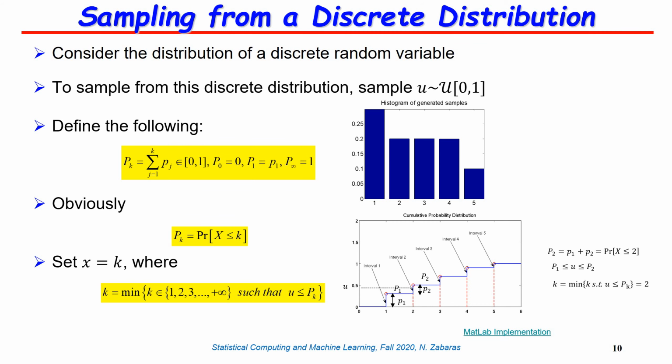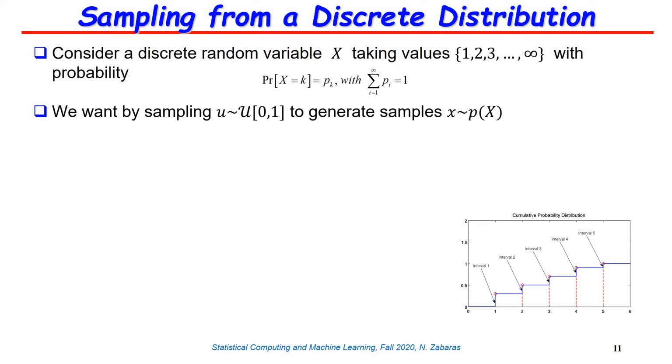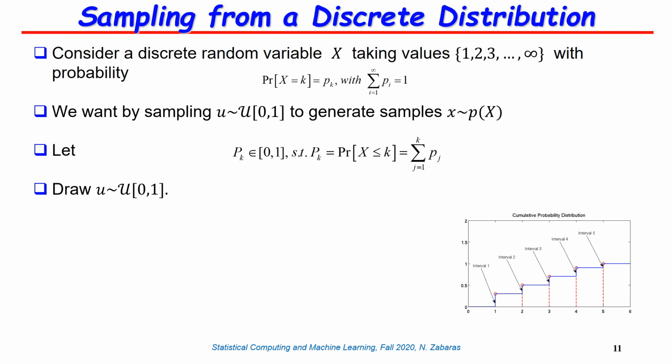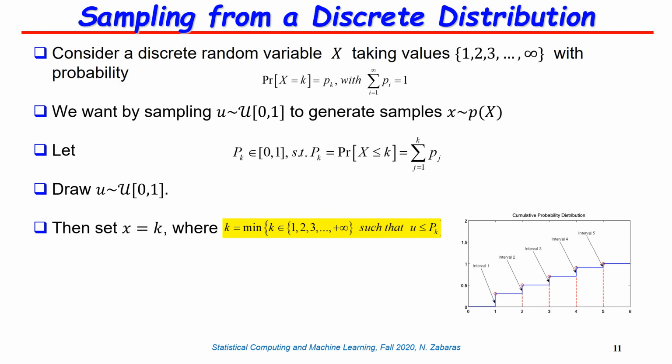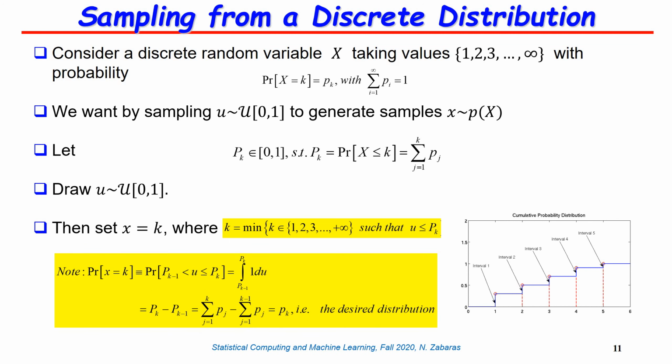Okay, so that's my inverse CDF algorithm. You sample u from the uniform distribution, and then you find the k for which u is less or equal to P_k, and you select the minimum k for which this is valid. So in our example, that k is equal to 2. All right, so that's the algorithm. We draw u from the uniform distribution, and we select the minimum k for which u is less or equal to capital P of k. Let me give you a formal proof of this so that we don't have any confusion.